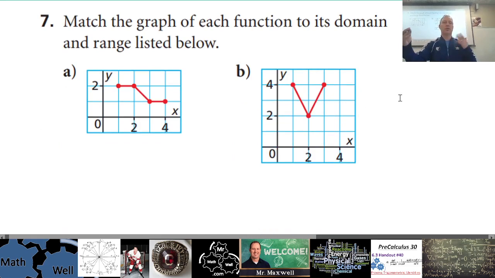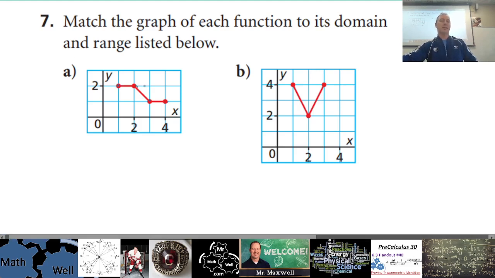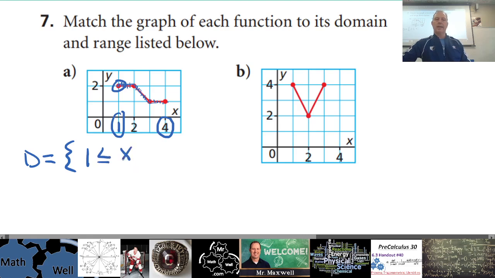It says match the graph of each function to its domain. I don't have them listed here. We're just going to write domain and range for these ones, okay? So these are dots that are connected. They're connected, so I do have to account for all of the x and y values represented on the lines that connect the dots as well. So domain equals braces. It goes from x value of 1 all the way through to x value of 4. So 1 is my lower end boundary, and it includes 1, so I'm going to go 1 less than or equal to x, and this is a solid dot, so it includes 4, so less than or equal to, and my upper boundary is 4.